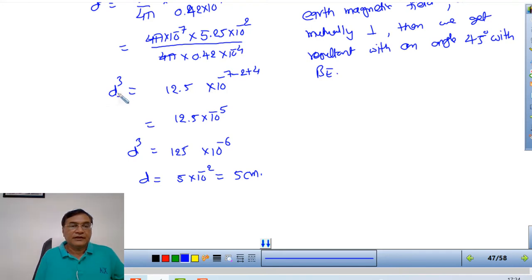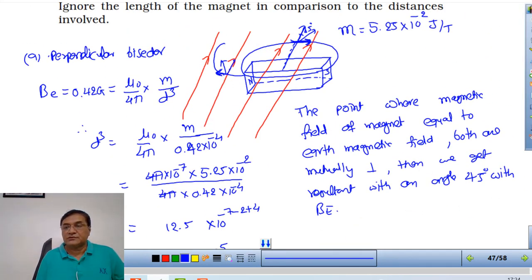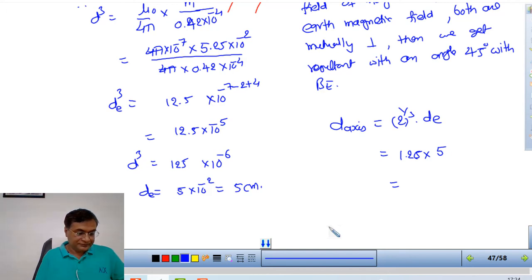This is on the equatorial line, so this value is for the equatorial line. Now I want to get the same field on the axis. Just now I will discuss the relation between these two. D on the axis is equal to the cube root of 2 times the distance on the equator, where you get the same magnetic field. You can do the calculation also: this is 1.26 into 5, so you are getting around 6.3 centimeter.